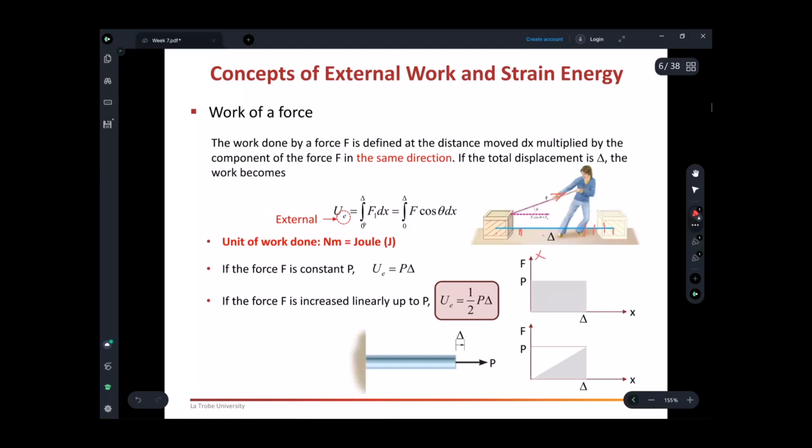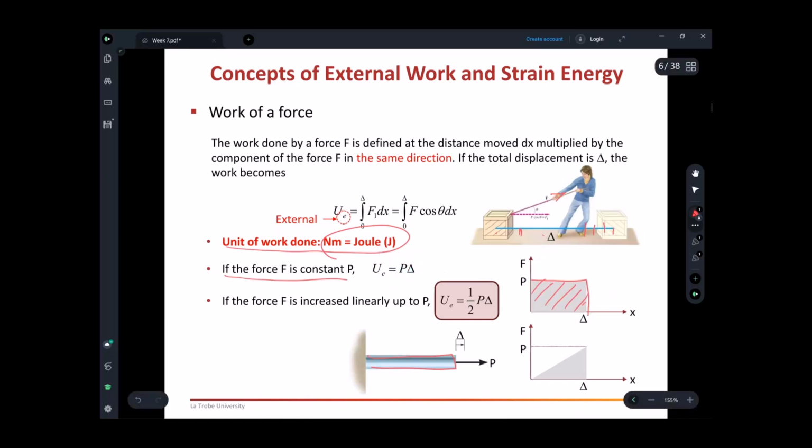So I hope you understand the external work done. Now the unit of external work done is joule, a Newton times meter, also represented as a joule. So if the force is constant, then you will have P times delta. Let's say you have this rod like this pen and you are pulling that pen, with one end held and I'm pulling it with force P, then this will extend by some delta. So external work is the load in the direction of displacement times the displacement. So that is here, the area.